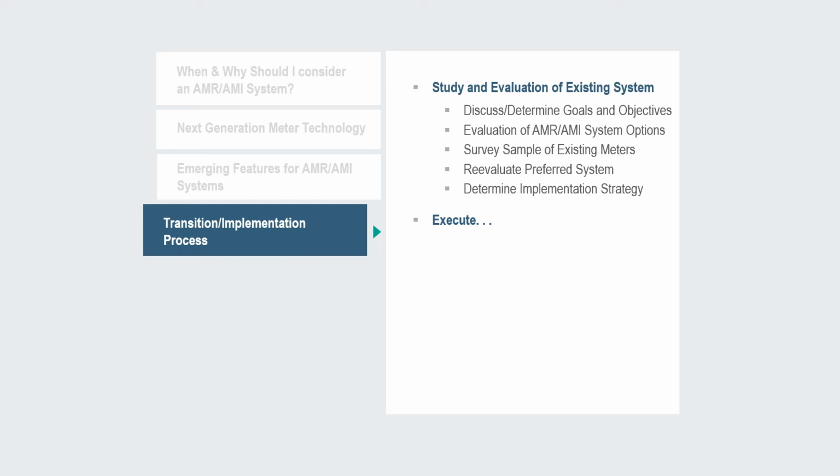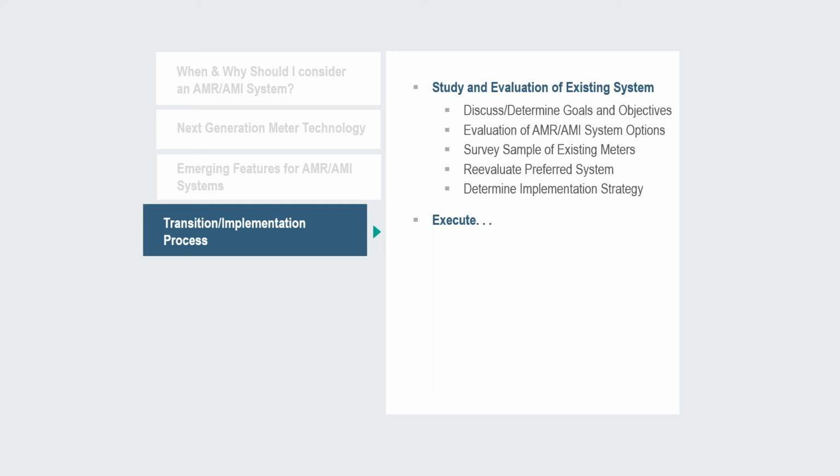Oftentimes in many of our client cities, the larger water meters are being measured by a mag meter or an ultrasonic. Well, can we integrate those meter readings into an AMR and AMI type system? The other thing that we do when we do that survey is we ask the utility provider to pull some meters and actually do calibration or flow testing on those to see what the actual meter is recording. Is it recording low? Is it recording high? Is it recording about right?